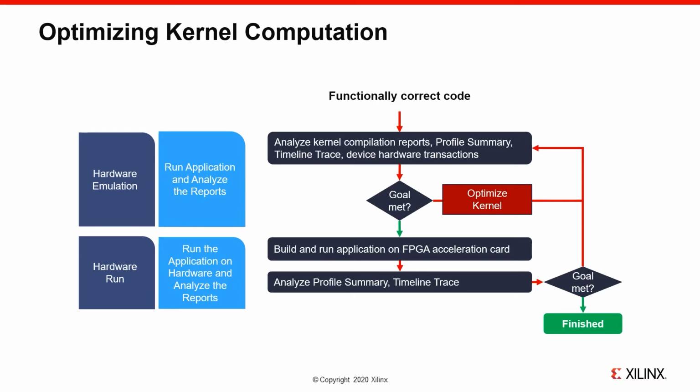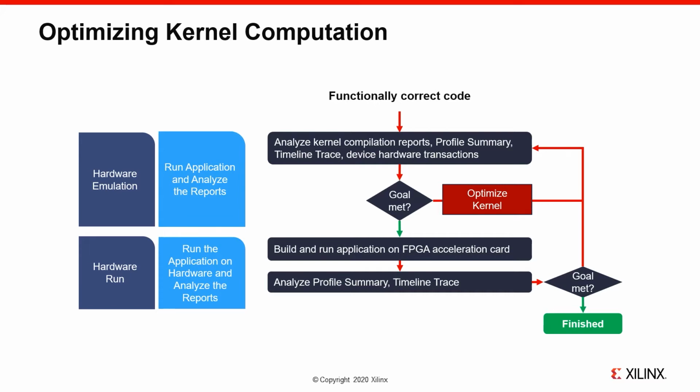After the functional verification, hardware emulation is run to generate profiling data. This time we'll focus on the implementation details in the kernel compilation reports, the profile summary, timeline trace, and device hardware transactions to understand the baseline performance estimate for the system. The aim is to determine the timing interval or the throughput, the latency, and the resource utilization of the kernels, such as how many LUTs, DSPs, and block RAMs are used in the design.